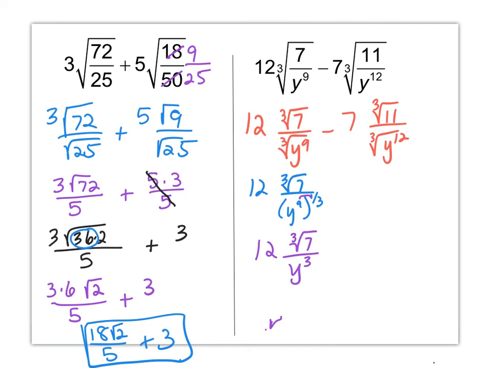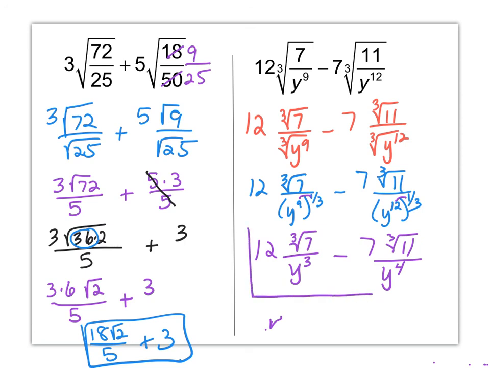Now the second term here, the numerator cannot be simplified, but that denominator, the cubed root of y to the 12th, we can write as y to the 12th raised to the 1/3 power. Using the power rule for exponents, when you have a power raised to a power, you multiply the exponents together. So our second term becomes 7 times the cubed root of 11, all divided by y to the 12th to the 1/3 power. Well, 12 times 1/3 is 4. We can write it as y to the 4th power. Now we can leave our answer in this form.